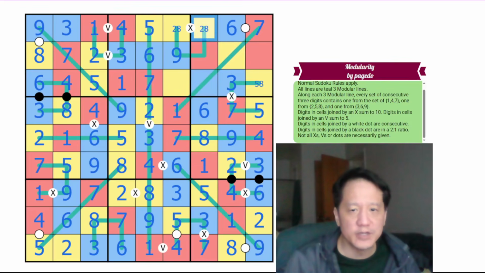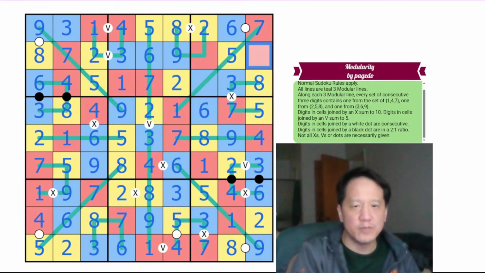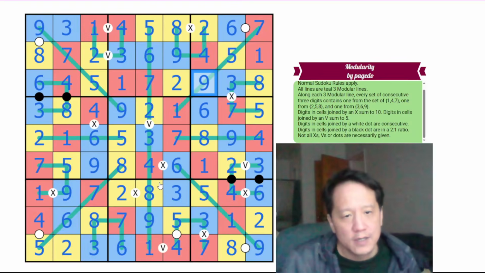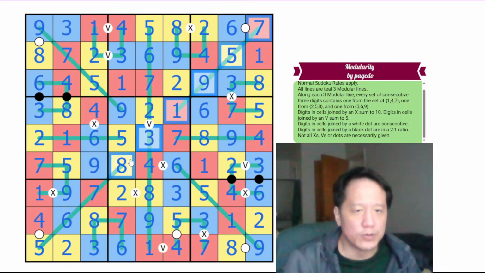And this 8 eliminates 8 here, so this is 2 and 8, which forces this to be 2. This can't be 5, so that's 8, which makes this a 5. This can't be 4 or 7, so it's 1, which means this is 4, and this is 9. And that's a solution to this puzzle. Fairly straightforward.